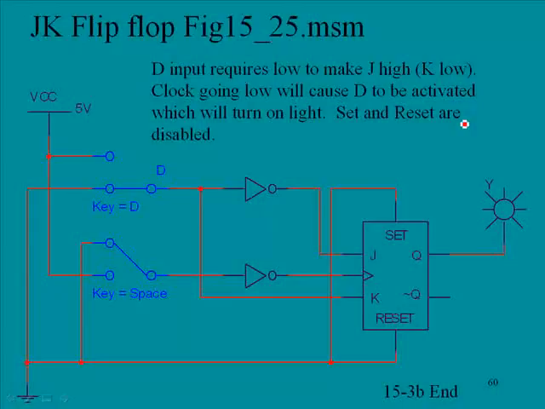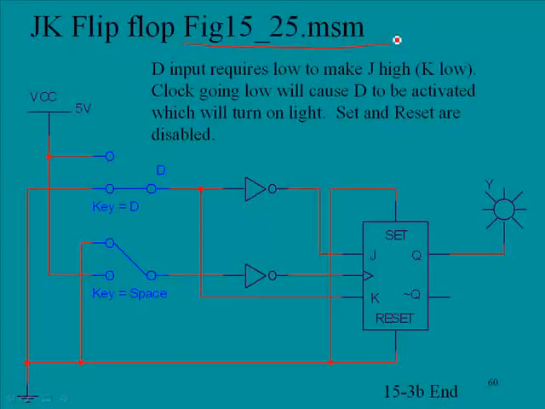And this is an example from your textbook. This is actually figure 15-25 in your textbook, and this is in your Multisim package. It's 15_25.msm. I encourage you to go in and run this simulation. This will give you a better understanding of a JK flip-flop.